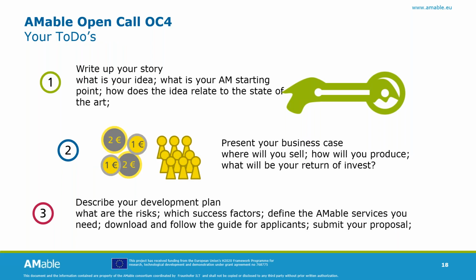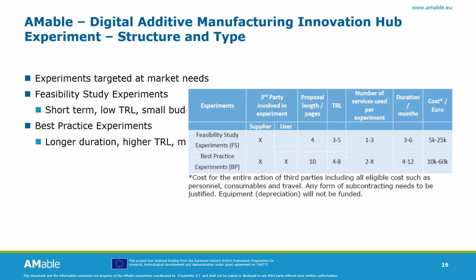What you need to do is to write up your story. So your idea needs to be clear. You need to define your AM starting point. So where are you in additive manufacturing? Are you a novice? Are you a professional? And then second point, you need to present your business case. So how to sell, which market you target, what the potential is. And the third thing is what it comes up to then in the end. So what's the risk? What are your success factors? And what do you lack? So why do you need the support from AMable or through AMable? That's the most decisive points in later evaluation.